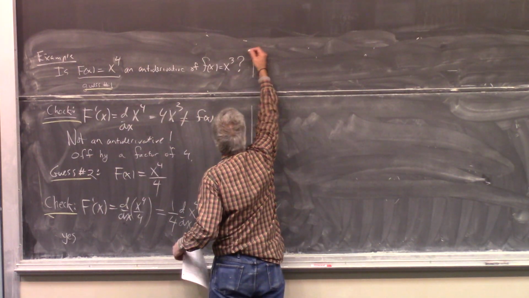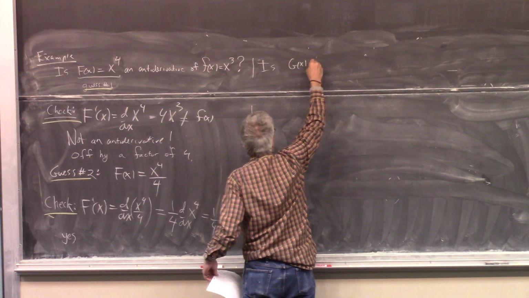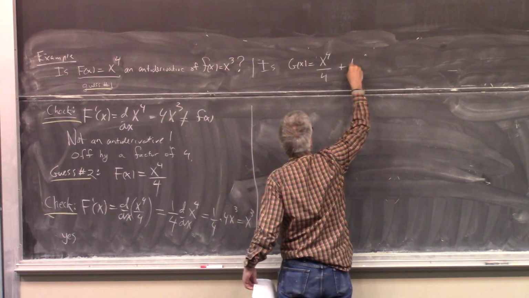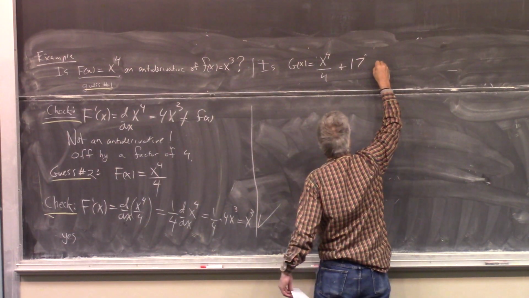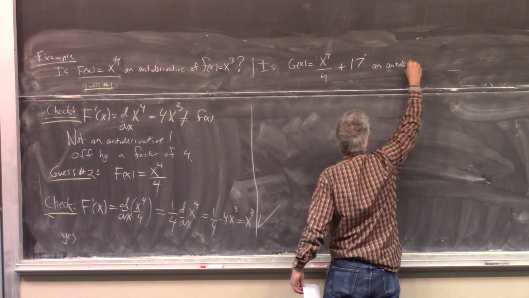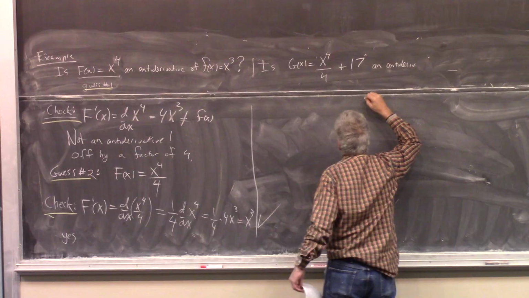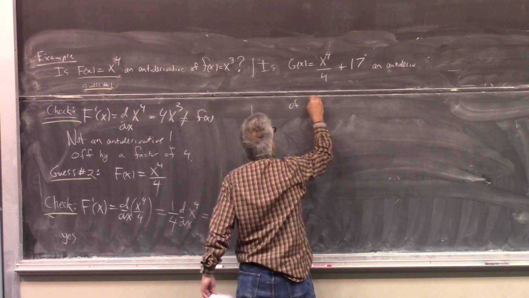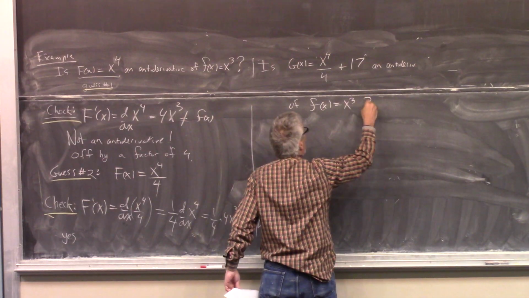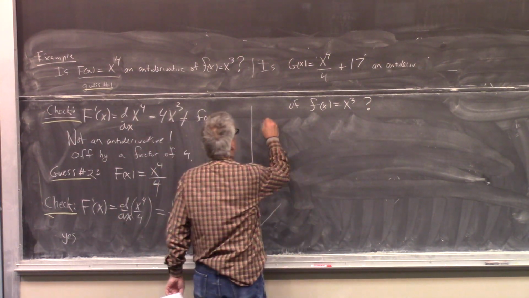Here's one. Is capital G of x equal to x to the 4th over 4 plus 17? Is that an antiderivative of little f of x equals x cubed? Well, that's a guess. So let's check.